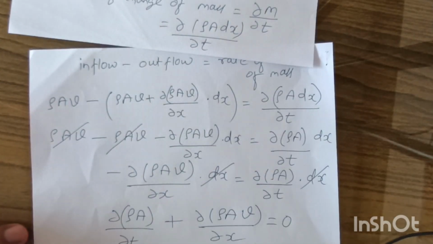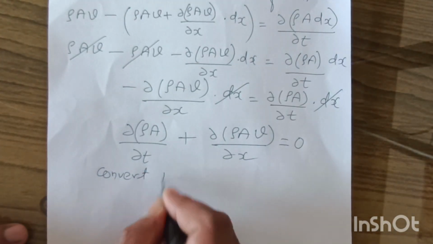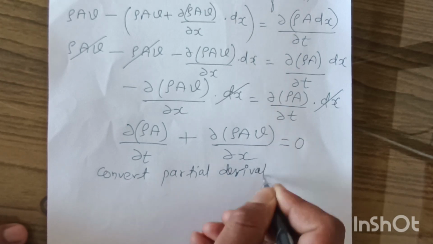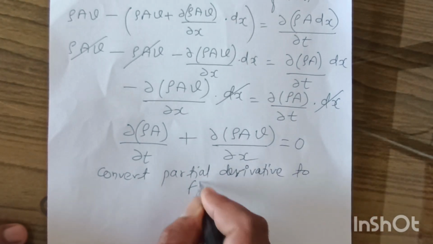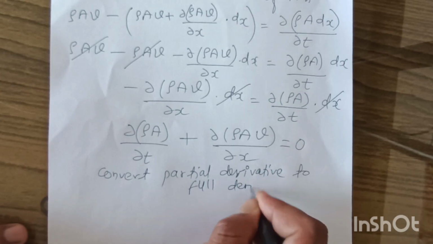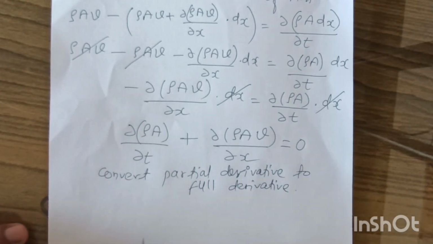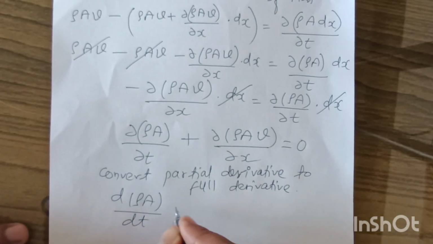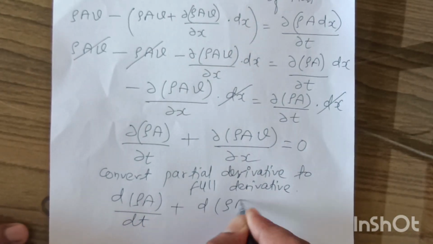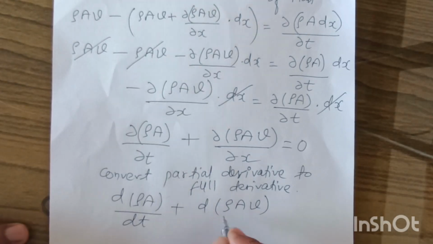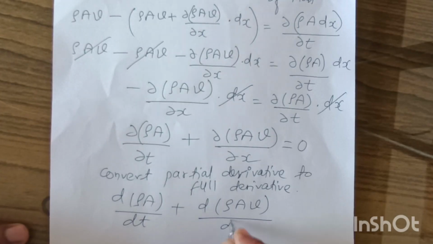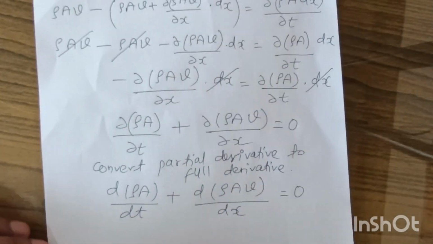We can convert the partial derivative to a full derivative, because this is one dimensional flow. Okay, full derivative. So let's write this like this: d rho A by dt plus d rho A V by dx is equal to 0. Here d rho A V means change in mass flow rate.